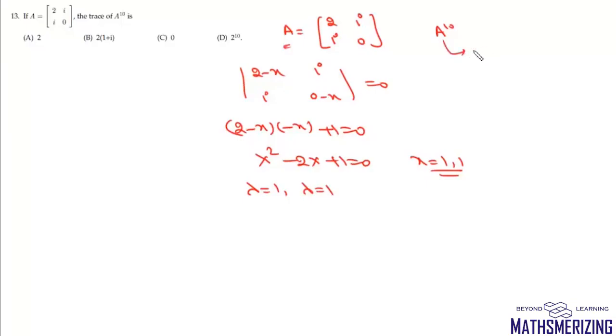Now eigenvalues for A to the power 10 will be lambda to the power 10 and lambda to the power 10. So they again will be 1 and 1. Now trace of A to the power 10 will be simply 1 plus 1 and that will be 2, and that's your option number A.